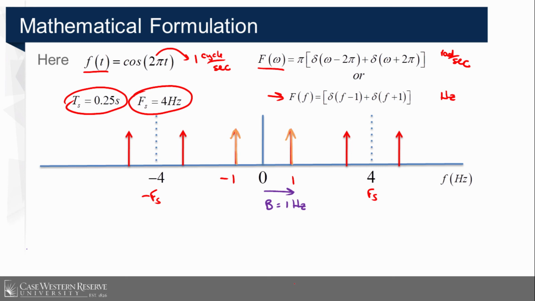Okay, and so we know that if we want to properly represent our signal, we have to make sure that our sampling frequency, fs, is greater than or equal to 2 times our bandwidth. So here we have 4, which is greater than 2 times 1. And so we're able to properly represent our rotating arrow if we use a sampling interval of 0.25 seconds, right?